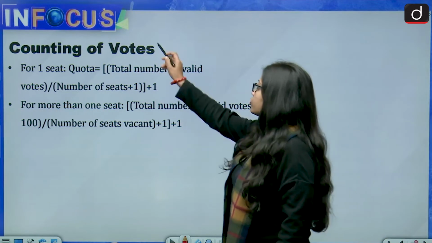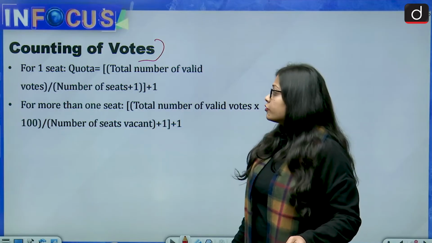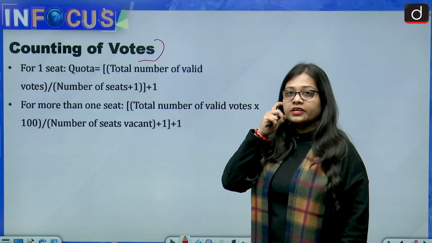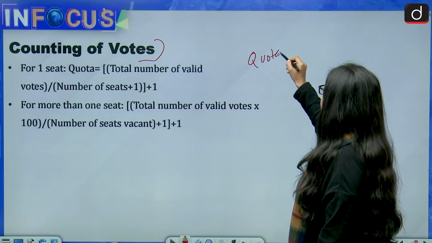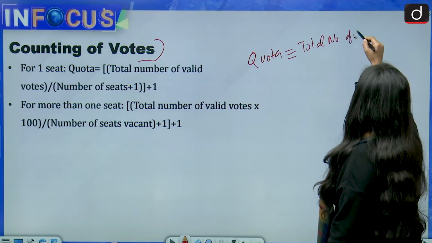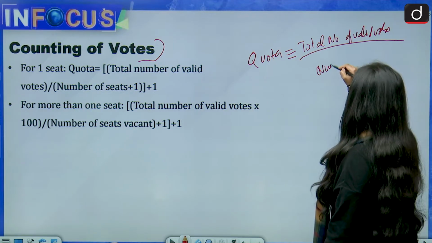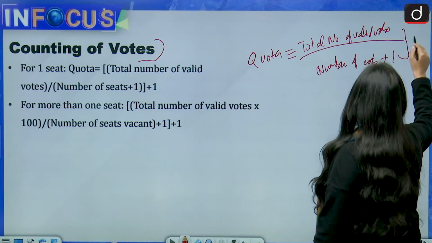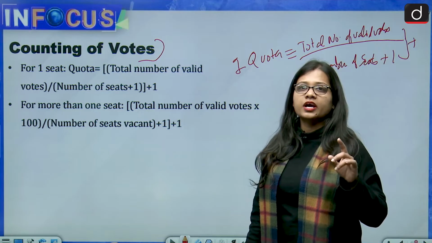Now about the counting of votes, that is, how the votes are counted in the Rajya Sabha. There are two aspects to it. First of all, if the election takes place for only one seat, the number of votes needed is known as the quota. So for one seat, it is the total number of valid votes upon the number of seats vacant plus 1, and then overall plus 1. This is with regard to one seat.